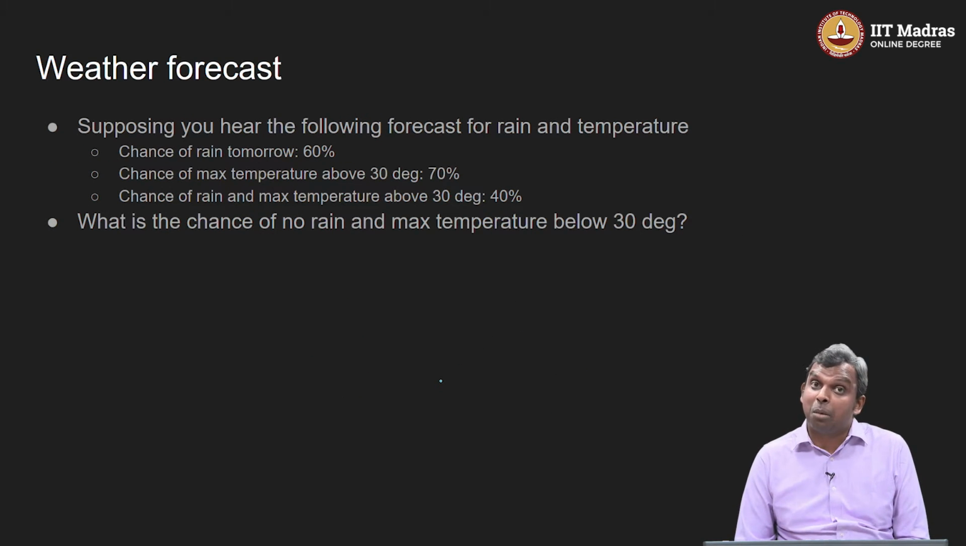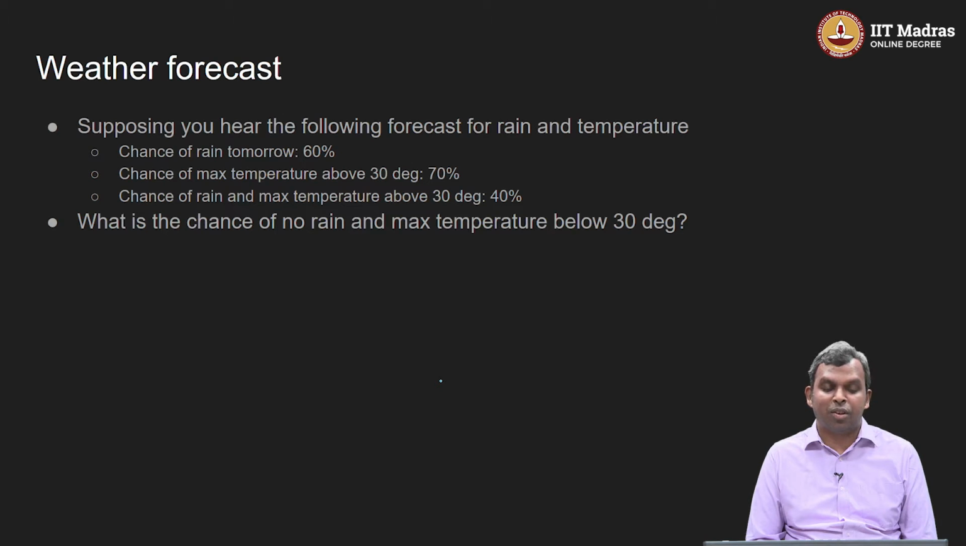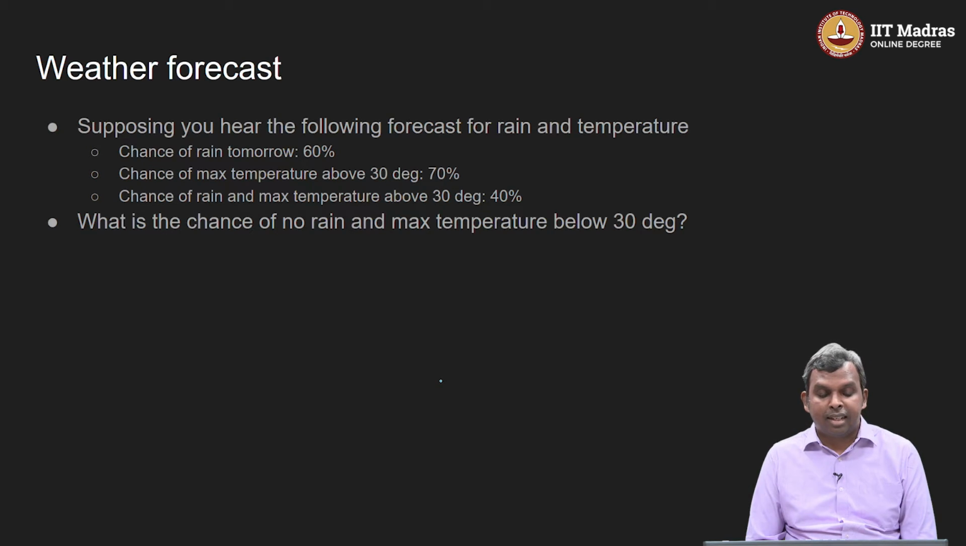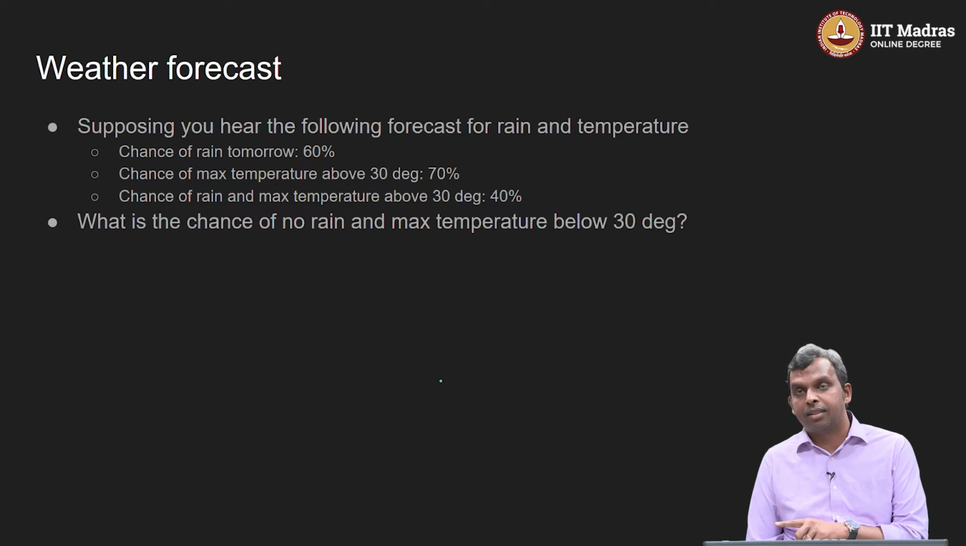Okay, here's the next example. It's about weather forecast. Now this is something that you hear every day, isn't it? Weather forecasters always come up with these kind of numbers. Let's say one fine day you're hearing this forecast for rain and temperature. It says chance of rain tomorrow is 60%. Chance of maximum temperature being above 30 degrees is 70%. And then additionally there is one more piece of information that is given. The chance of rain and maximum temperature above 30 degrees is 40%.